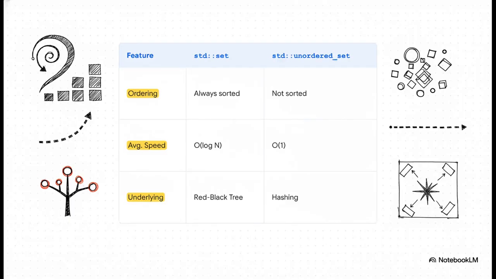Okay, so this slide, this is the whole ballgame right here. std::set gives you that guaranteed order, but its average speed is logarithmic, or O(log n). Now, that's still really fast, but it means it gets a tiny bit slower as you add more and more items. std::unordered_set, on the other hand, gives you zero guarantees about order, but its average speed is constant time, O(1). This means it takes pretty much the same amount of time to find an item, whether you have 10 elements or 10 million. And that, right there, is the core trade-off: order versus speed.